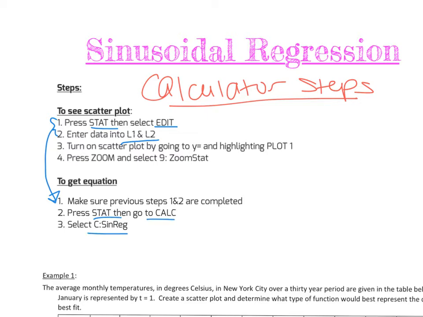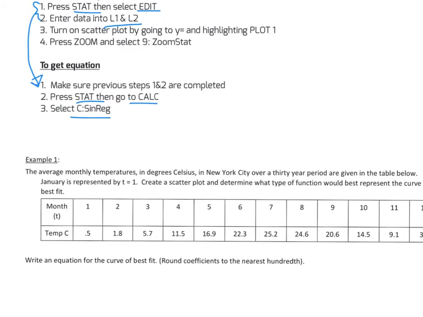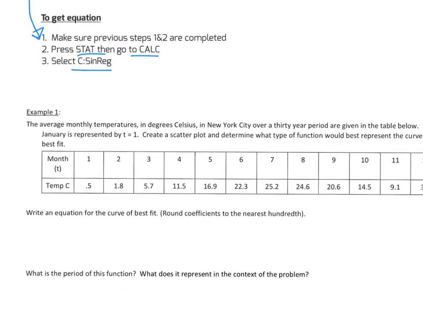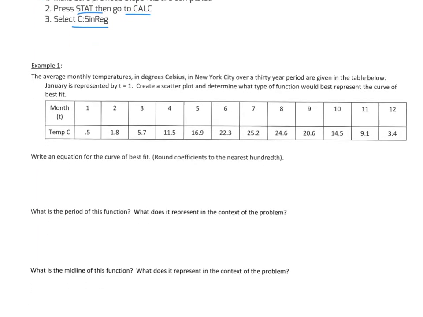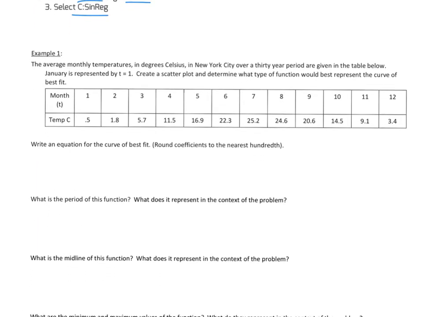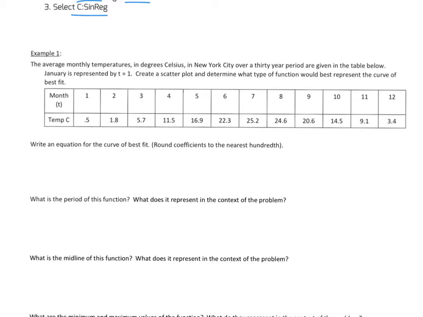Now I do have all of these steps screenshotted, so if that didn't make much sense to you, I'm going to go through it with this example. So they tell you in this example that the average monthly temperatures in Celsius in New York City over a 30-year period are given in the table below. January represents T1, and they want you to create a scatter plot and determine what type of function would best represent the curve of best fit.